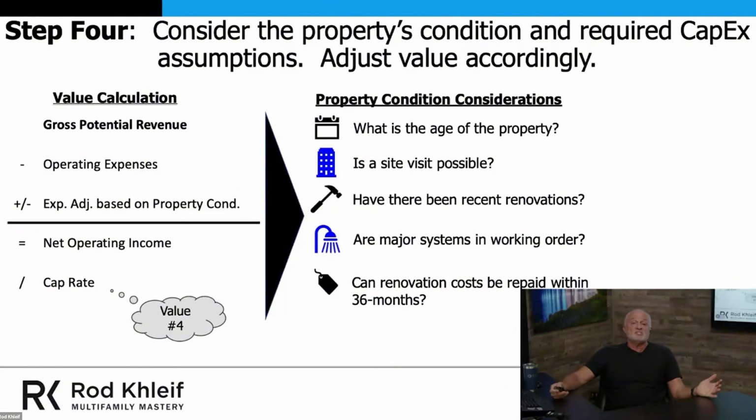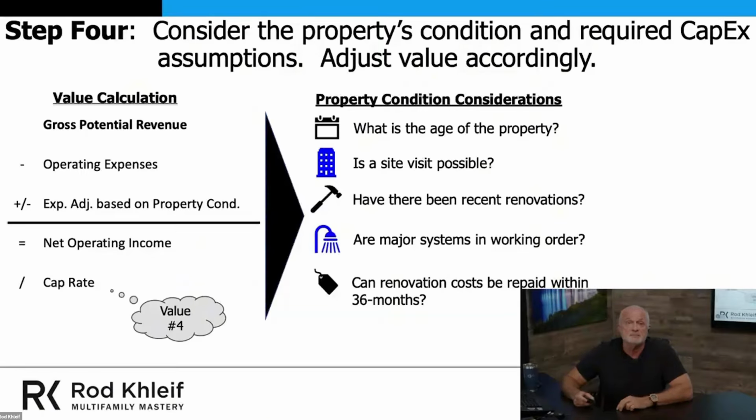So you've got to take these questions into consideration. You take that gross potential revenue, you take out your expenses, and then you adjust based on the property condition. If the property is in great shape, you make an adjustment down. If it needs a ton of work, it's got to go up, because it's going to lower your net income.